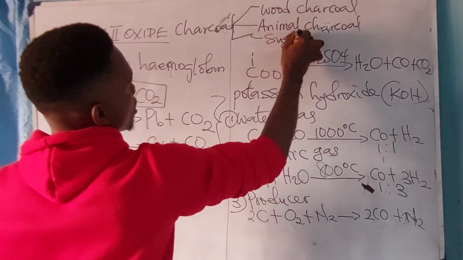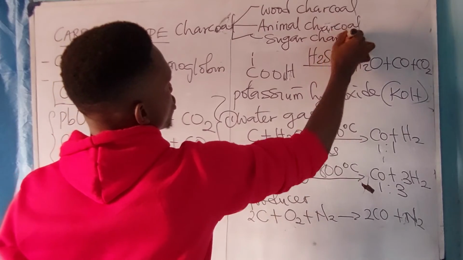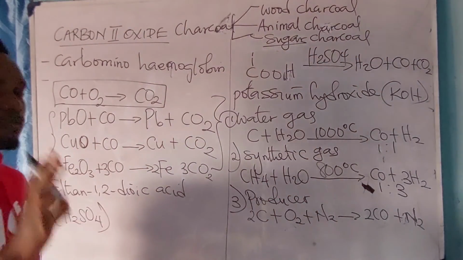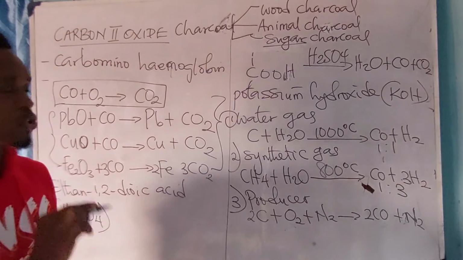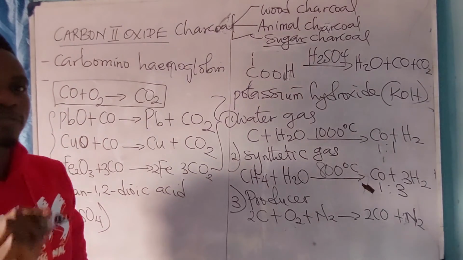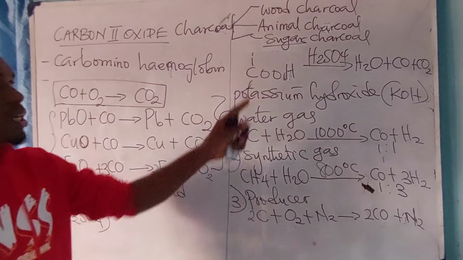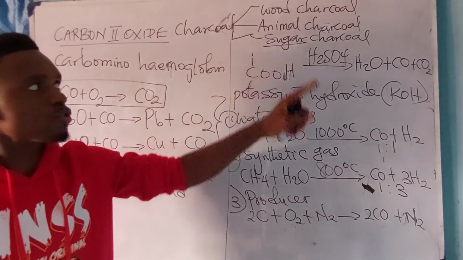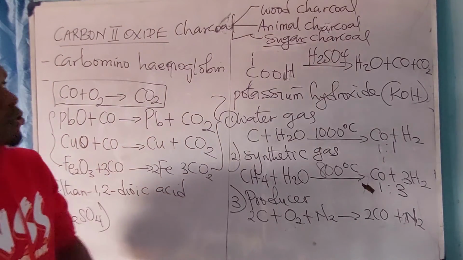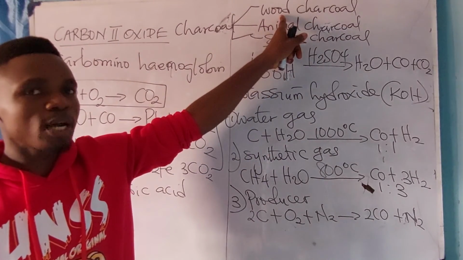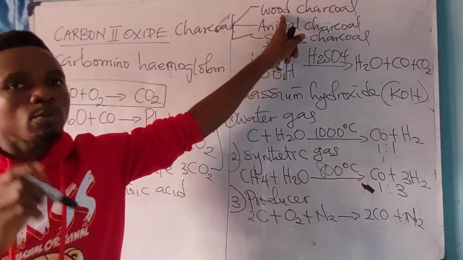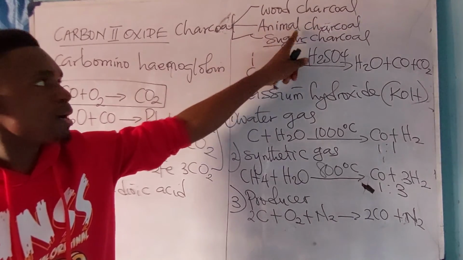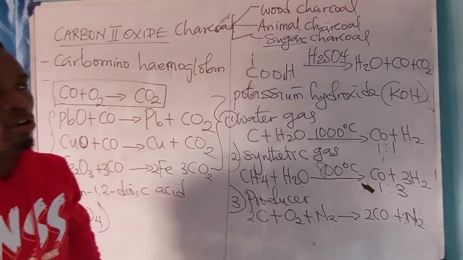Then you now have the sugar charcoal. Please take note of this. The sugar charcoal is the purest form of amorphous carbon. They'll ask you which of these is the purest form of amorphous carbon. It is what? The sugar charcoal. It is the purest form of what? Amorphous carbon. Wood charcoal is used to purify noble gases, and it's also used to absorb poisonous gases. Then animal charcoal is used as a decolorizer.